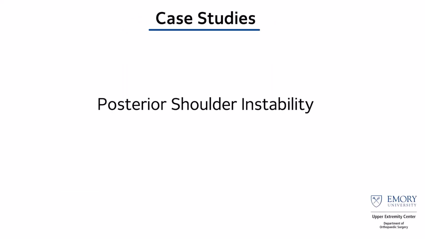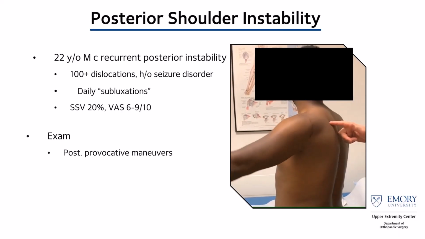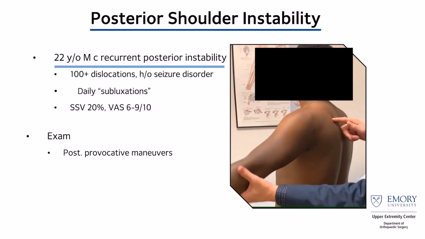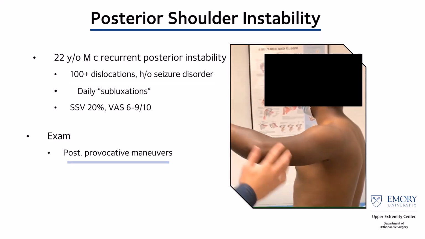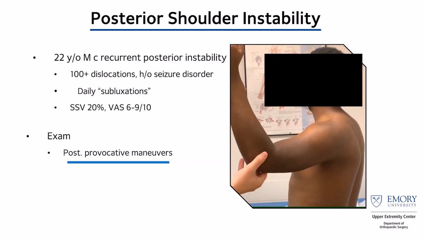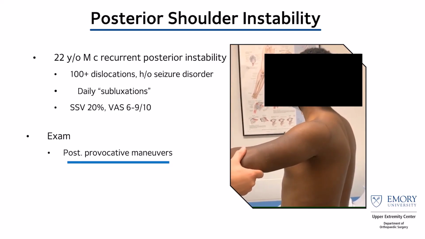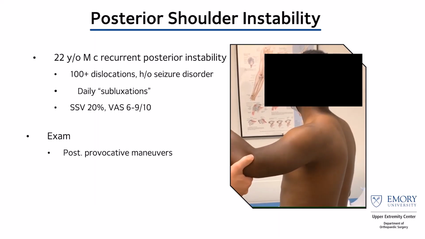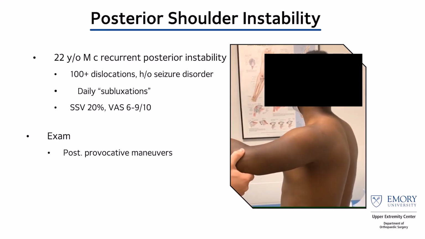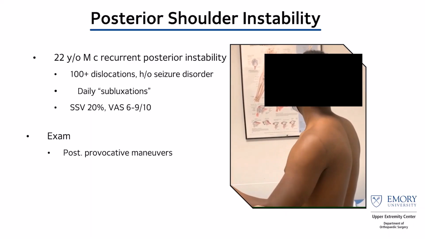Shoulder instability is the other one, in addition to some of the ones I talked about, that I find very interesting, especially in some of these more complex patients, and what actually is going on within the shoulder. So there's a 22-year-old gentleman, recurrent posterior shoulder instability, 100+ dislocations, history of a seizure disorder, daily subluxations, and you can see how he is actively subluxing his shoulder in and out. So you can see I'm doing a posterior provocative maneuver, and you can see his shoulder subluxing in and out of the joint here.